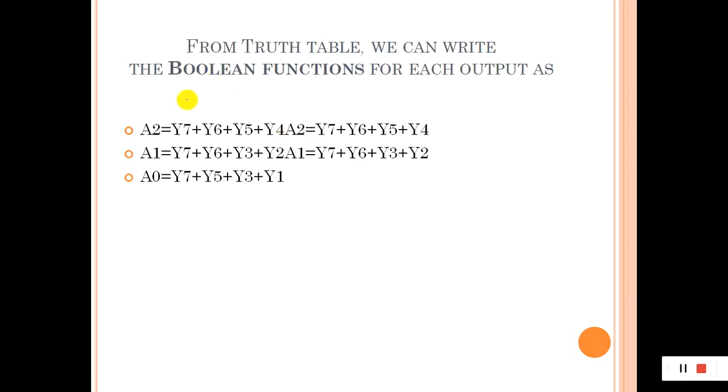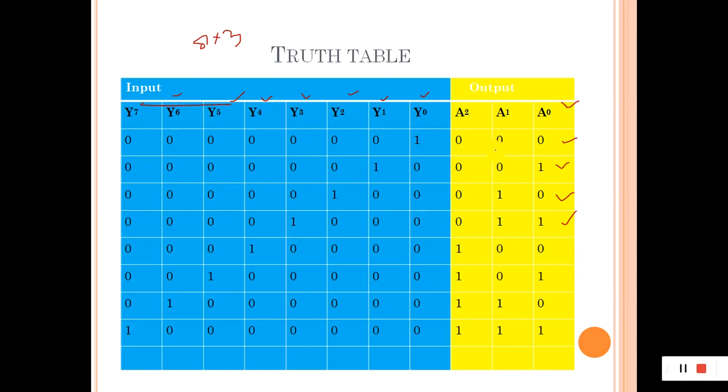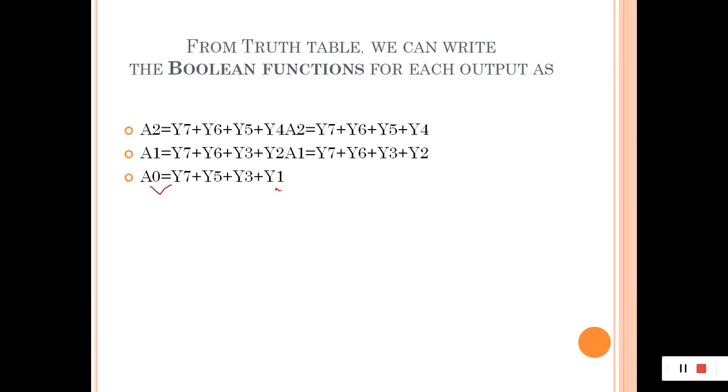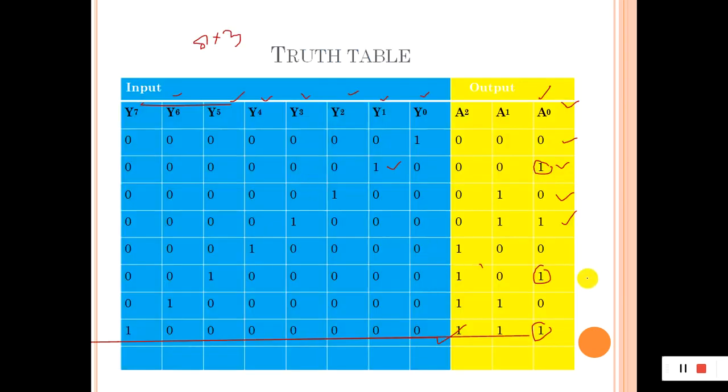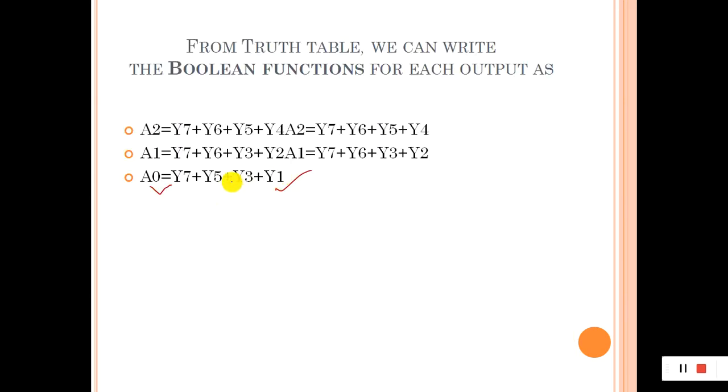This is the expression. For A0 we will find out where we are having the 1 in A0. So this is 1, this is 1, and this is 1, in the column of A0. Just find the equivalent input of that one. Which one is high? This is high, so Y1. Then for the other one that is high, this is Y5.